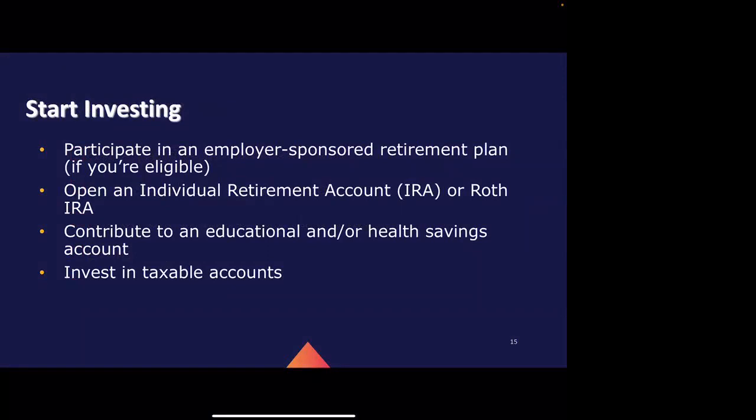So let's talk a little bit about how to start investing. Probably the easiest way to start investing is to do it through your work. A lot of times your employer will offer employer-sponsored retirement plans that in the most common form is called a 401k, but depending on your work, it could be called a 403b, a SEP IRA, a simple IRA. There's a number of different vehicles. If you don't have anything offered through your employer, you could set up your own individual retirement account, IRA, or a Roth IRA. And we'll get into a little bit what those differences are. You can contribute to an educational or health savings account, or you can invest in taxable accounts, which just means that you're setting some money aside outside of a retirement account to invest either for the short term or long term.